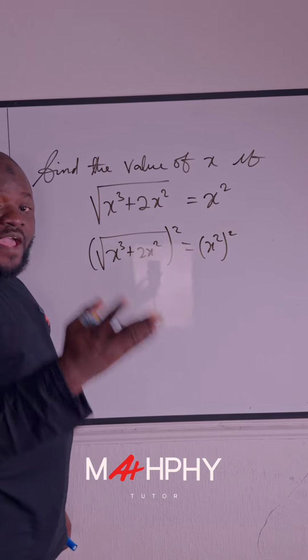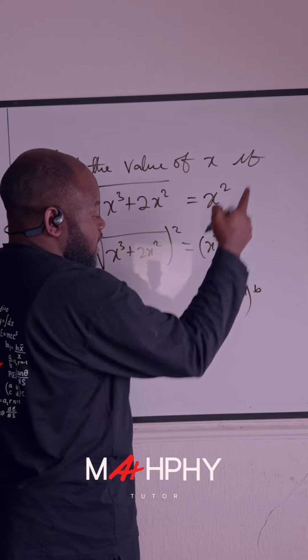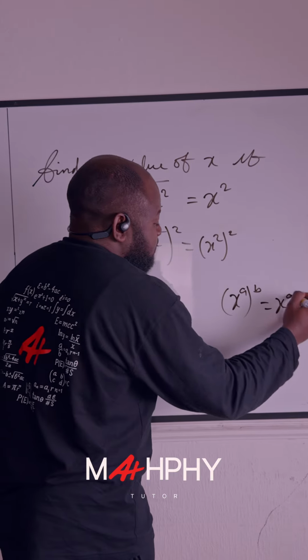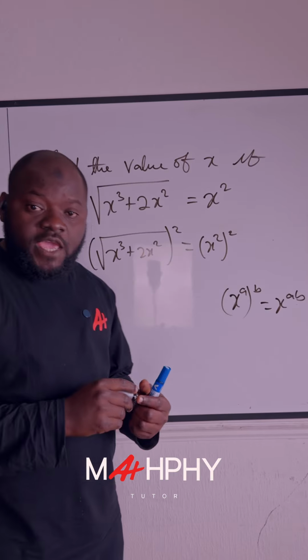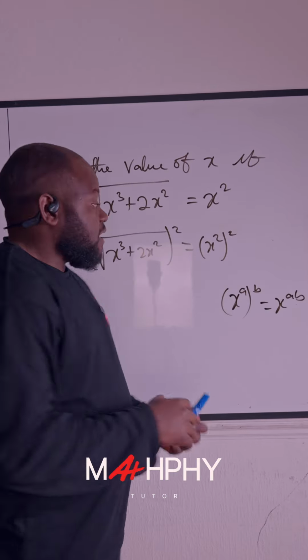So if I have this now, this and this can multiply because of the law of indices, which states that x raised to the power of a, all raised to the power of b, is the same thing as x to the power of ab. That is, this and this can multiply. So if that is the case, this is going to cancel this. Then I'm going to have x cubed plus 2x squared equals x to the power of 4.